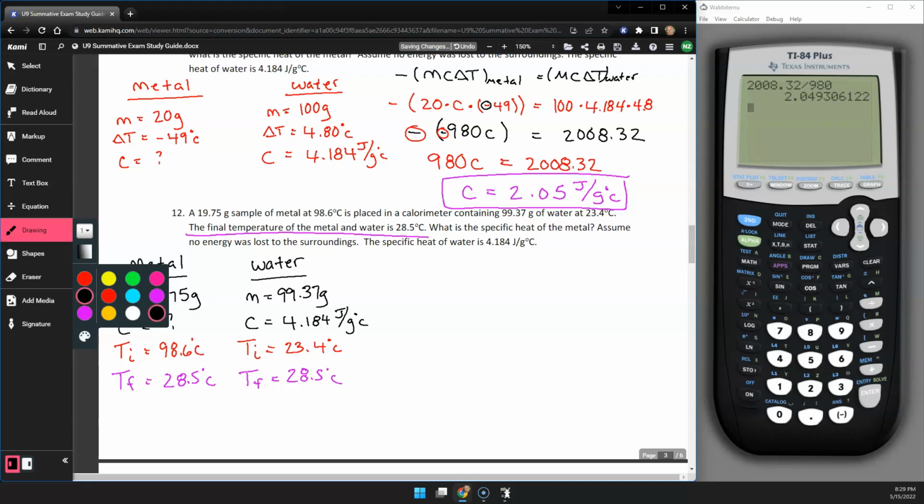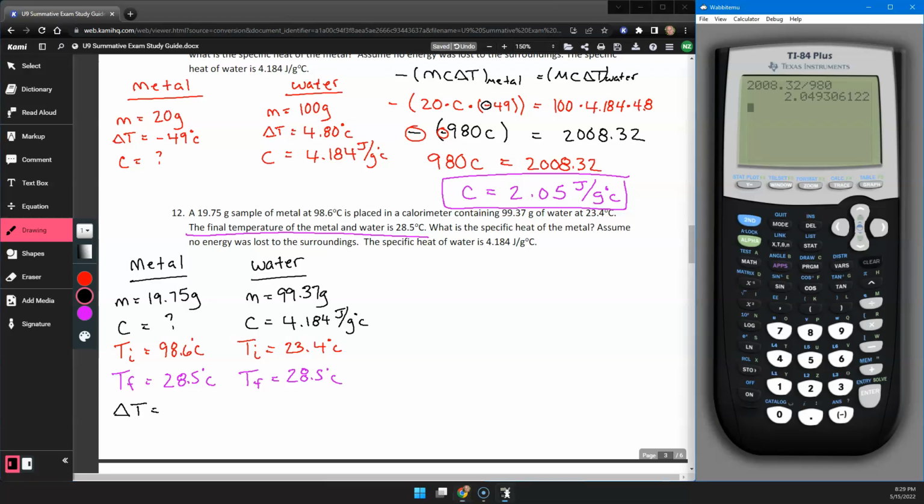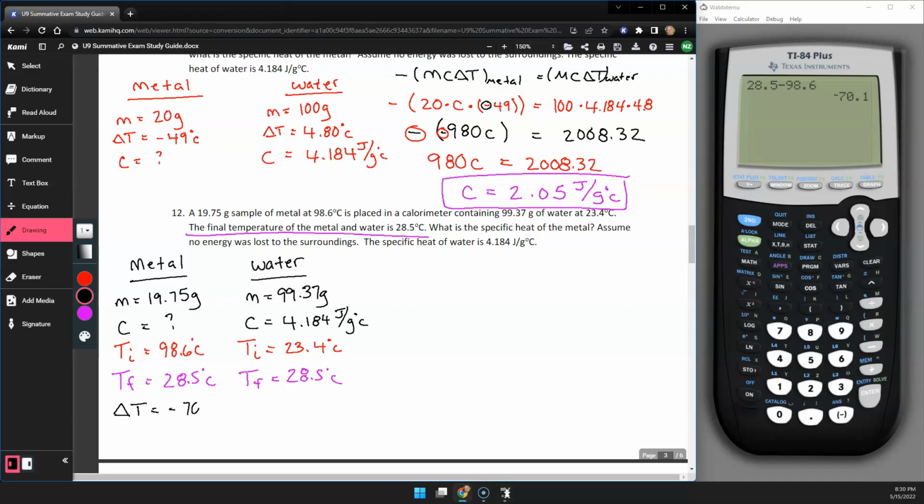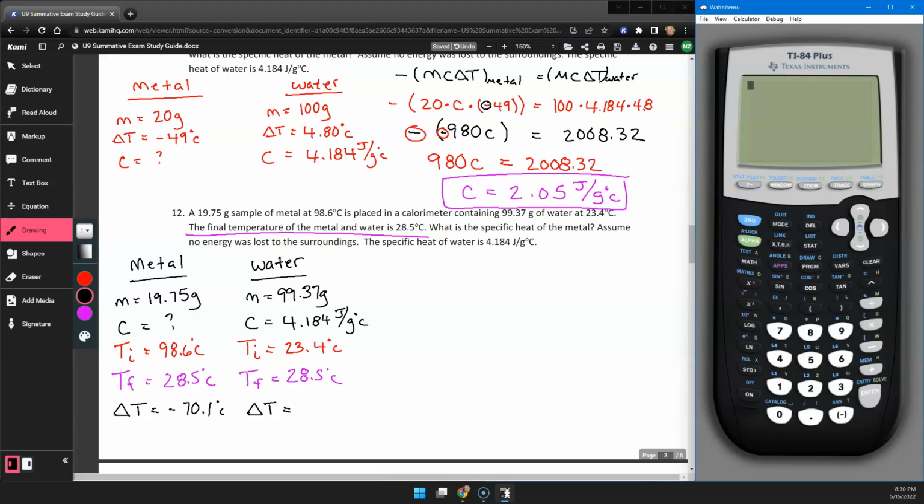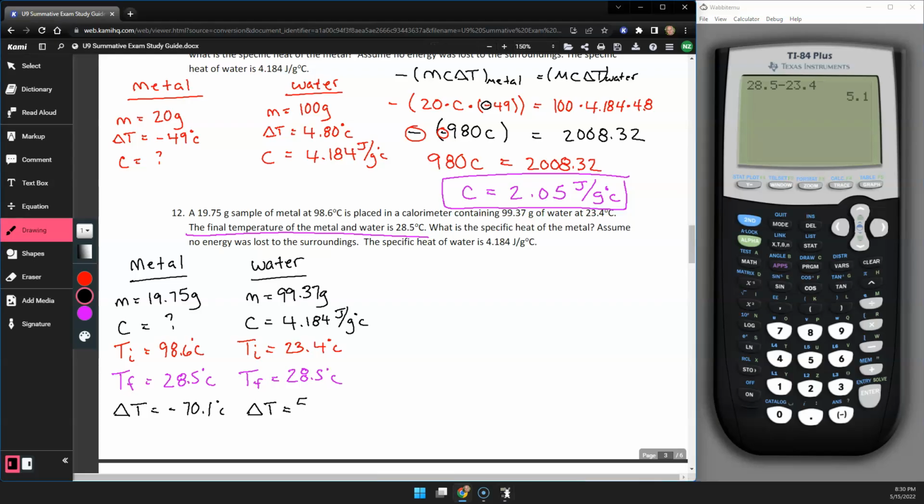All right, so we can calculate our change in temperature, delta T. That's always final minus initial. So for the metal, our final temperature, 28.5 minus 98.6 is negative 70.1 degrees Celsius. And then for our water, same thing. We've got our final 28.5 minus 23.4. That's 5.1.